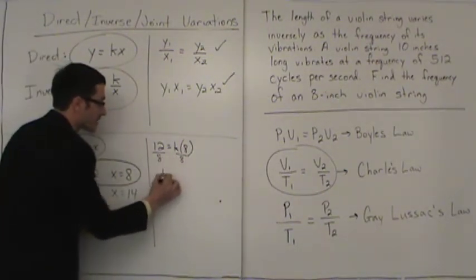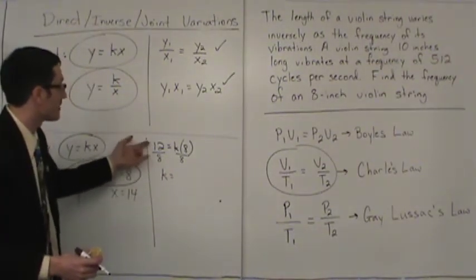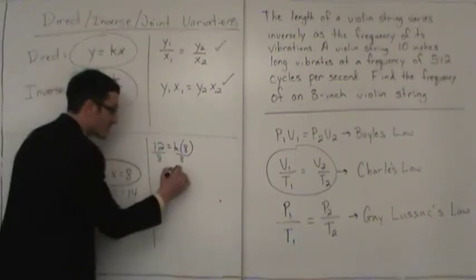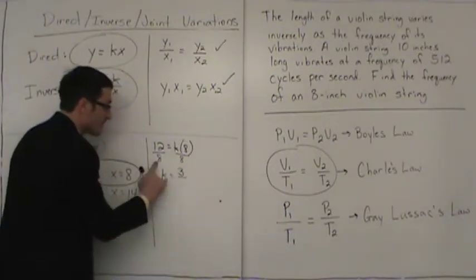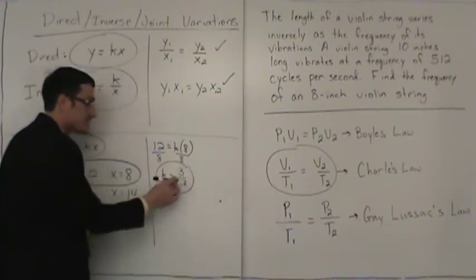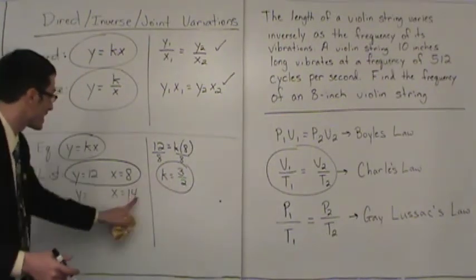We get k equals. Now we can reduce this. What divides 12 and 8? Make the numbers smaller. Divide them both by 4. 12 divided by 4 is 3. 8 divided by 4 is 2. Remember, k is not our final answer, so leave it as an improper fraction. K is 3/2. Now, once we have k, we're going to use k and x to find y.